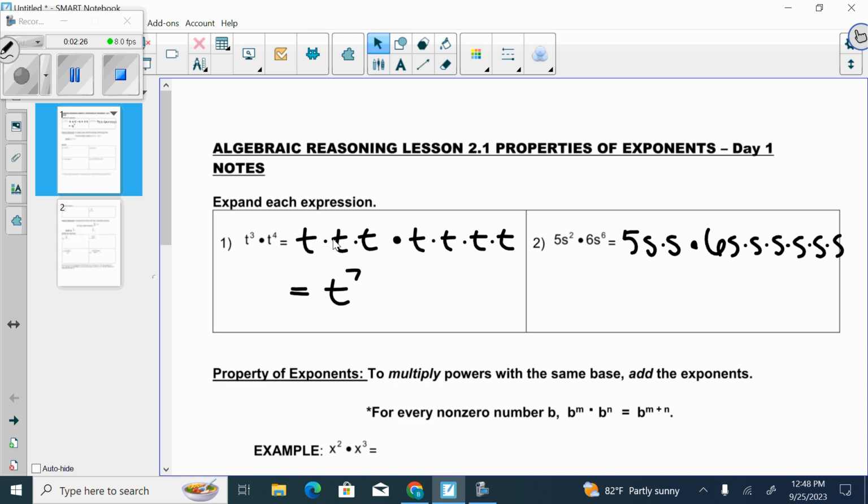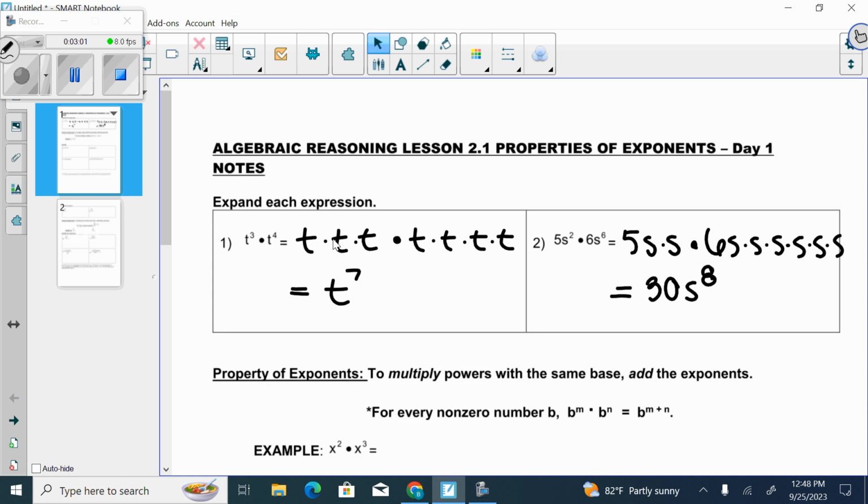So this one had 6 in front of it, so I copied down that 6, and then it had s to the 6, so I had 6 s's, right? Now it's time to multiply. So we would multiply the 5 and the 6, right? Those are numbers. We know how to multiply numbers. 5 times 6 would be 30. And how many s's do we have all together? 8. So this would be 30 s to the 8th.